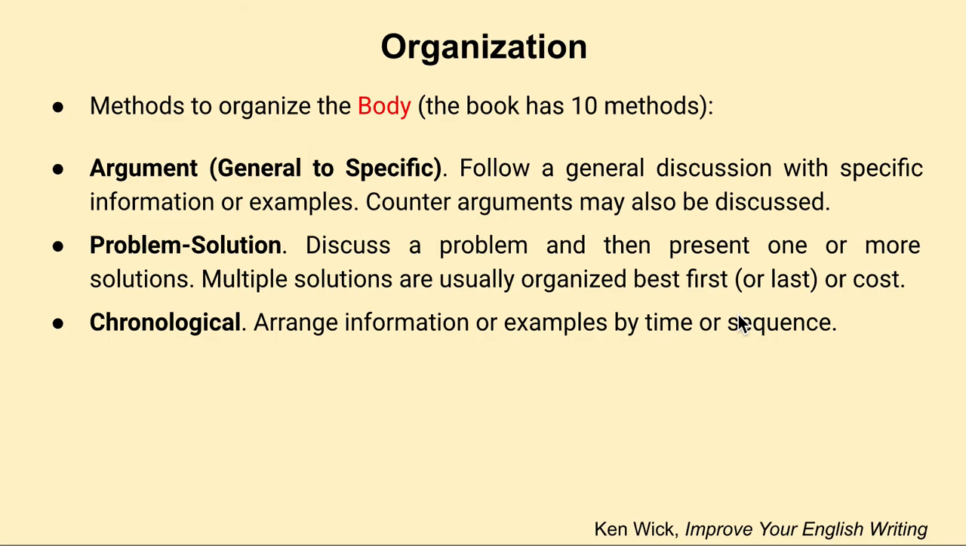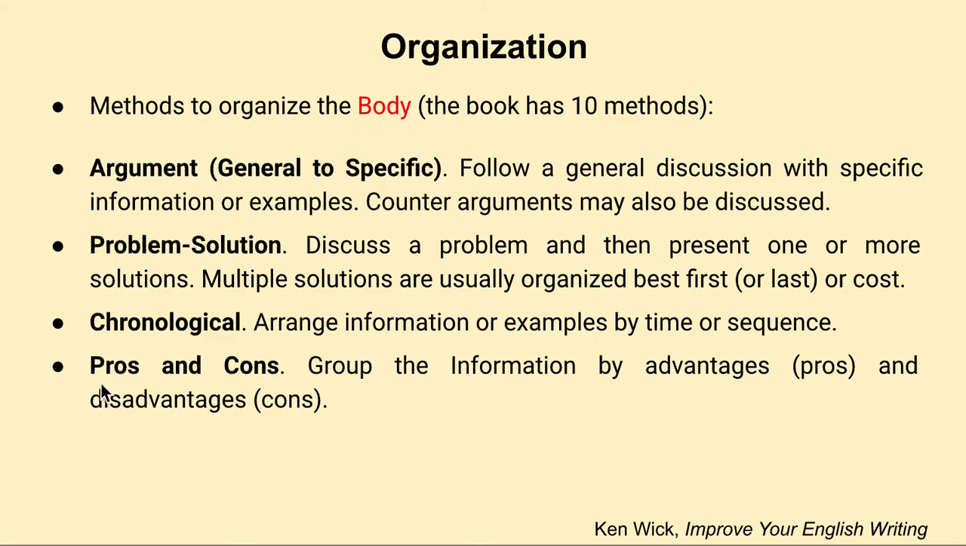A third way to organize the body is chronological. Basically, arrange the information or examples by time or sequence. I mentioned this in the example with the email to a friend about the Great Recession, that you took it in chronological order of what happened for the reasons. You don't have to do it that way, but it is a way to organize the body. And then the fourth one is pros and cons. Basically, you group the information by advantages, which are called pros, and disadvantages called cons.